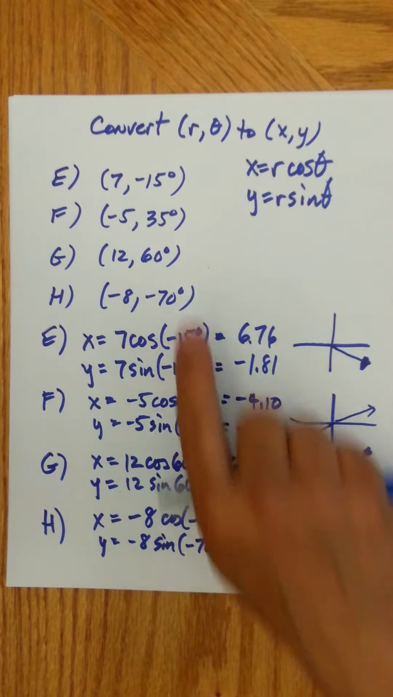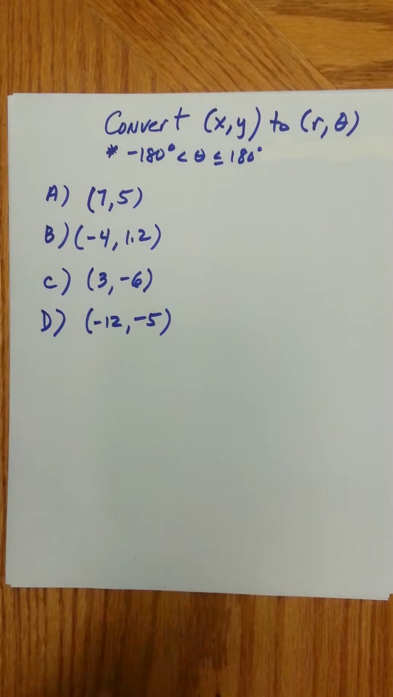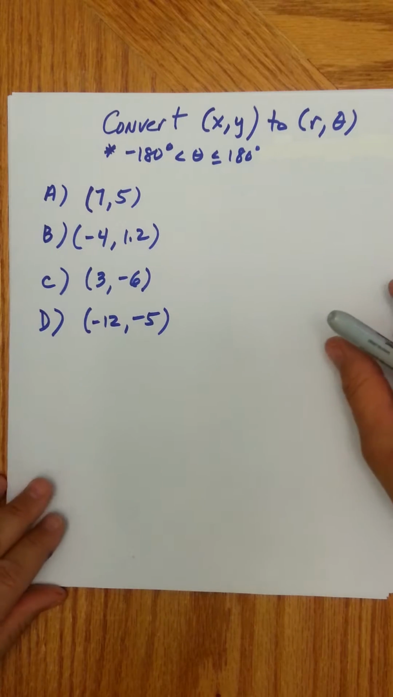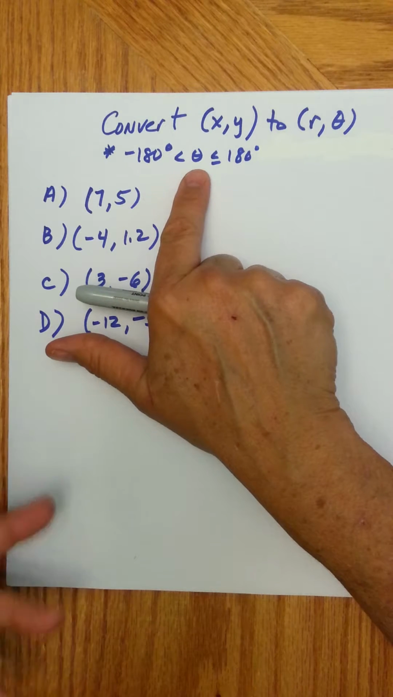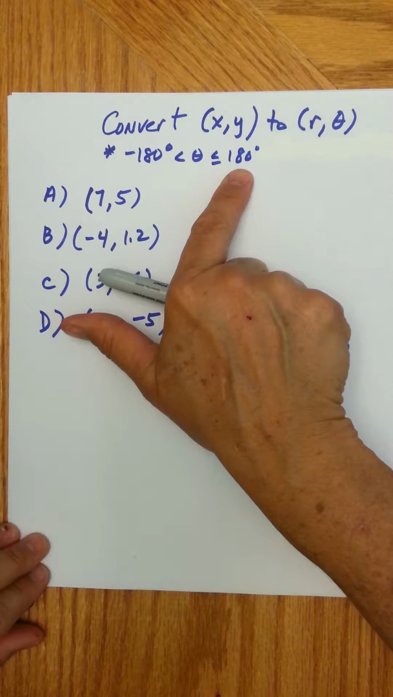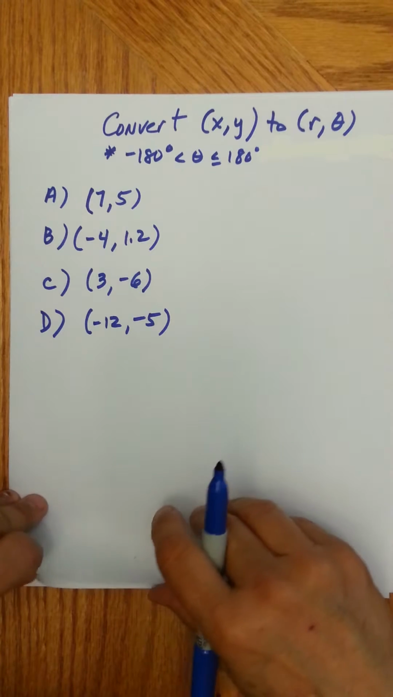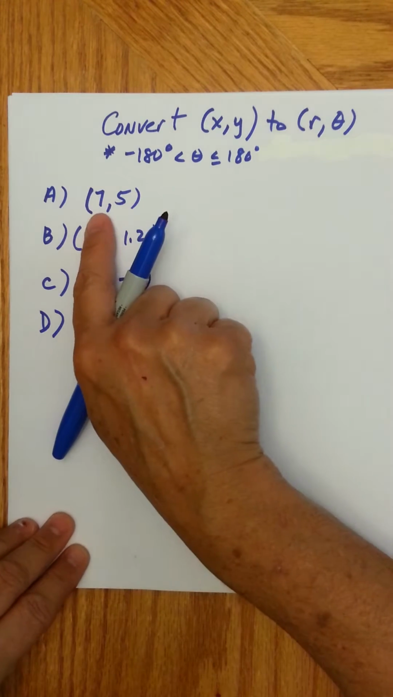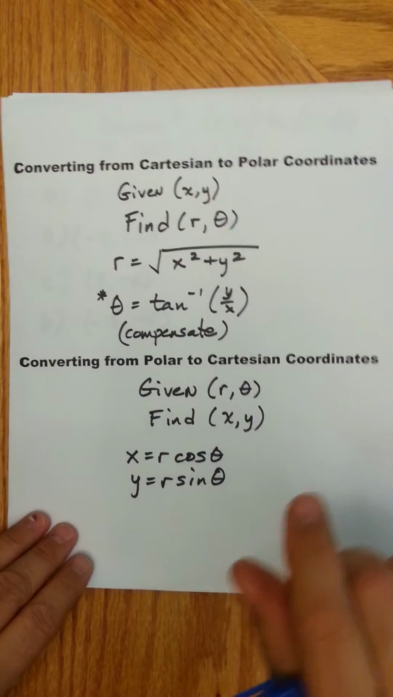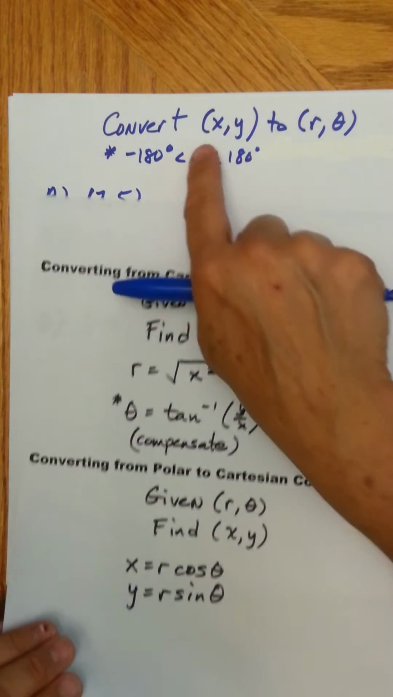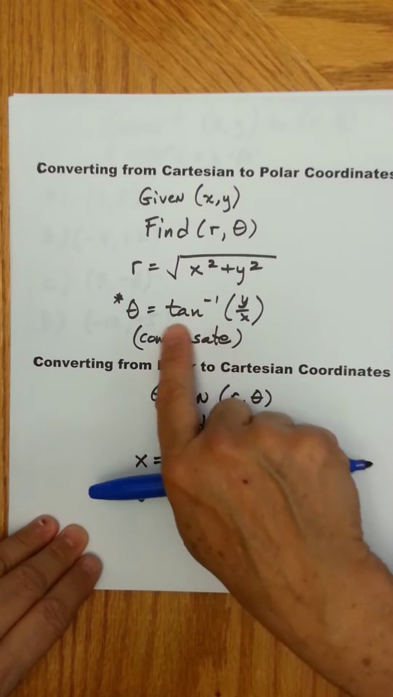Let's look at going the other way. So here we went from polar to Cartesian. Now let's look at going from Cartesian to polar. And here you have a restriction on theta. You're being asked to always express theta from negative 180 degrees to 180 degrees. A lot of books do that. I don't require it, but we're going to go ahead and follow it so you can follow the book. All right, so here we're given an x, y, and we've got to go to r, theta. Now in that case, remember, we're going from Cartesian to polar, so we're going to use the Pythagorean theorem and then the inverse tangent.